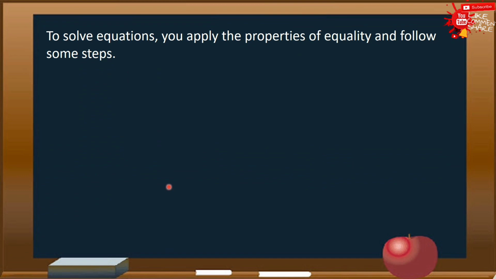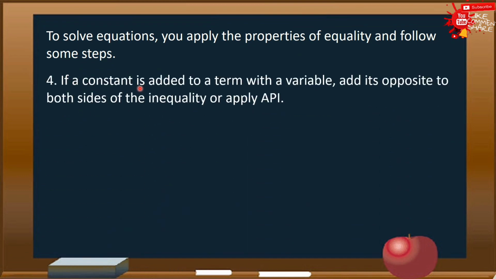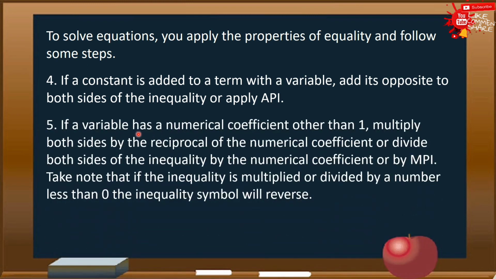Now let us have the fourth one. So if a constant is added to a term with a variable, add its opposite to both sides of the inequality or apply addition property of inequality. So it is the same with the equation. Then the fifth one, if a variable has a numerical coefficient other than 1, multiply both sides by the reciprocal of the numerical coefficient or divide both sides of the inequality by the numerical coefficient or use the multiplication property of inequality. So it is the same with the equation.